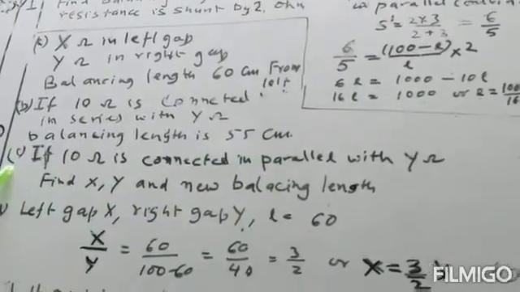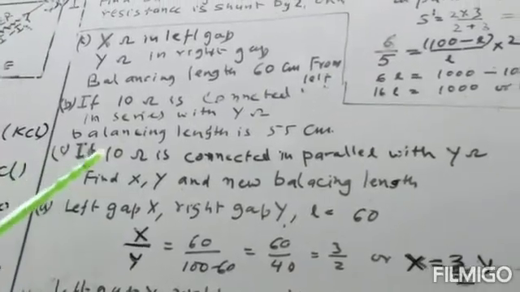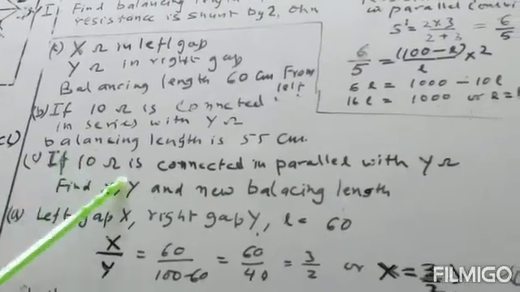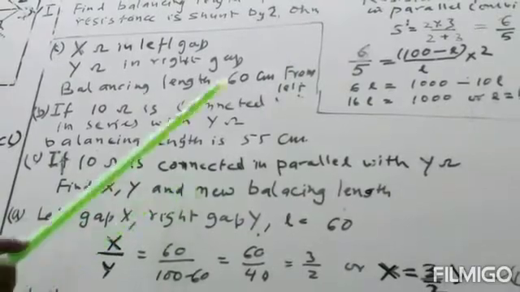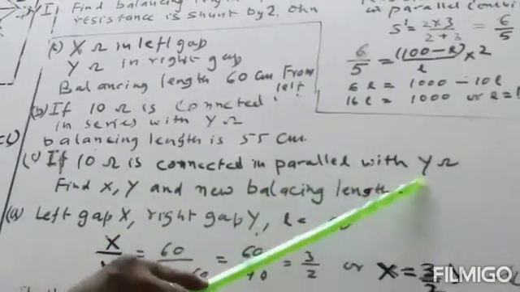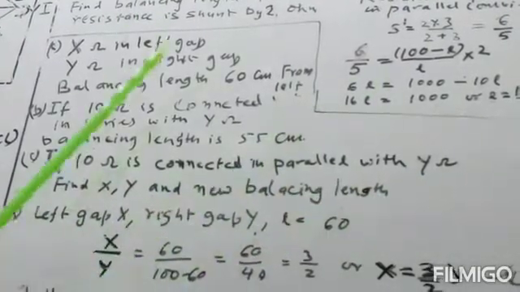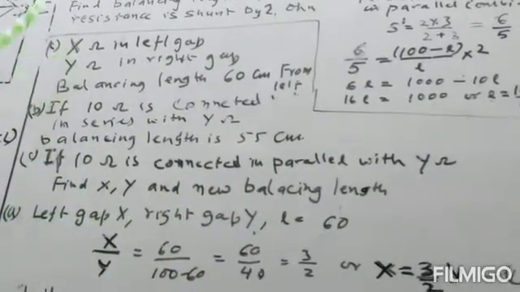Third question, if 10 ohm resistance is connected in parallel with the Y resistance, find the balancing length. So first we will take the first step.